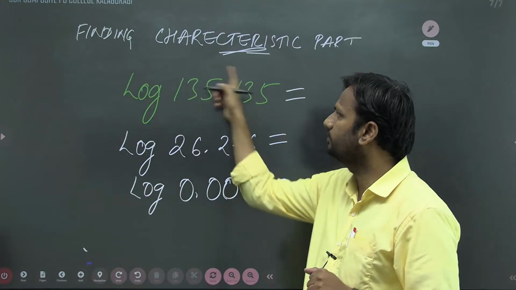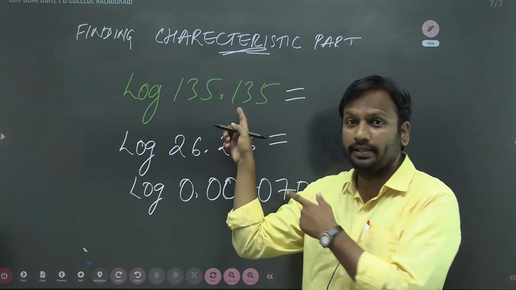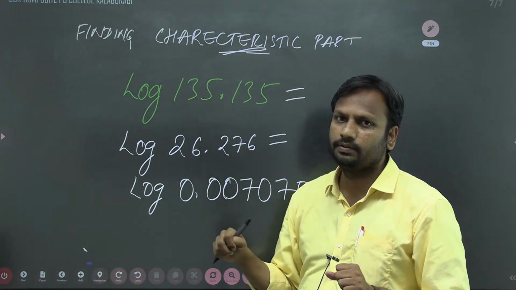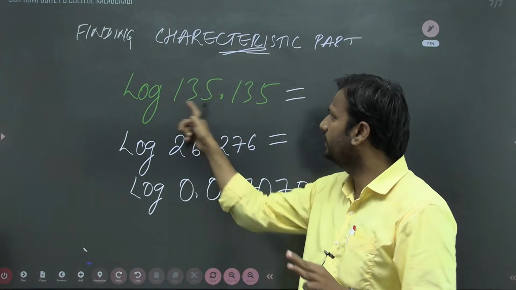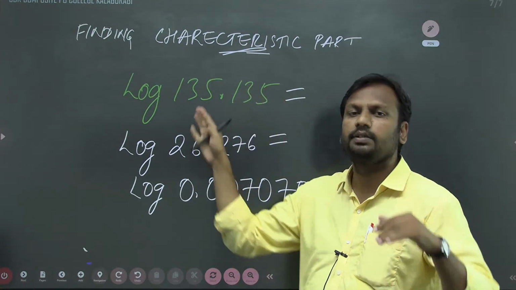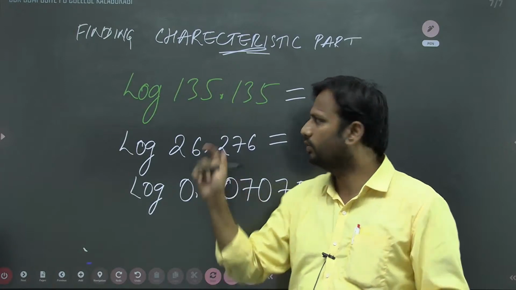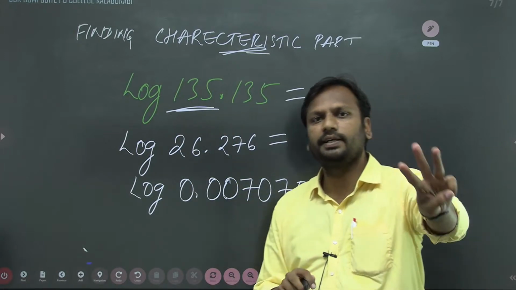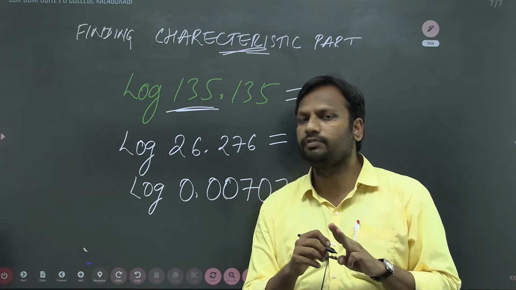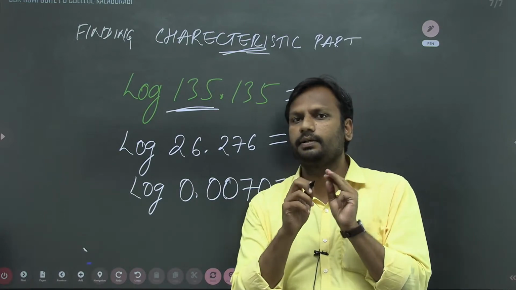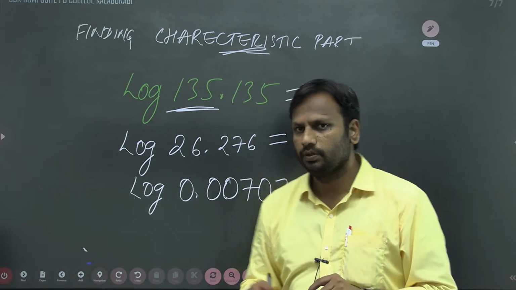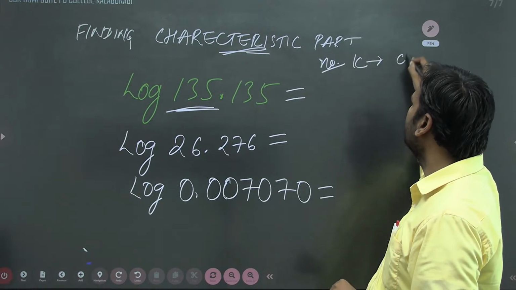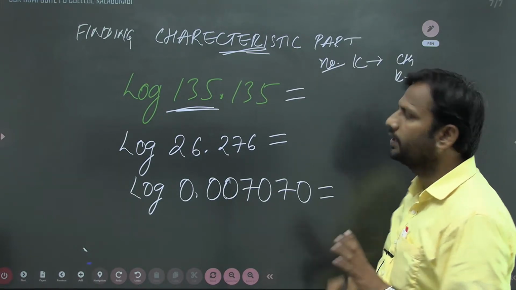What will be the characteristic parts? Now you see the log of how many digit number. Whether it is a zero-digit number, no. So how many digit number? A 3-digit number, 135. If you round off, you will get 135, a 3-digit number. So what I told you about how to find the characteristic part: 3 digits minus 1 you have to do. If the number of digits is k, then the characteristic part will be k minus 1, I told you.